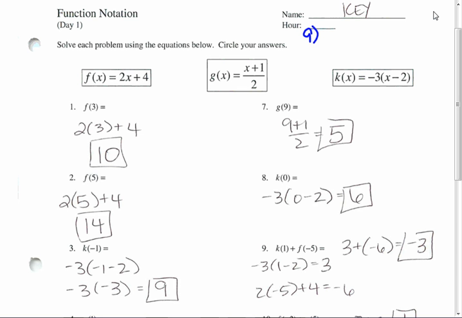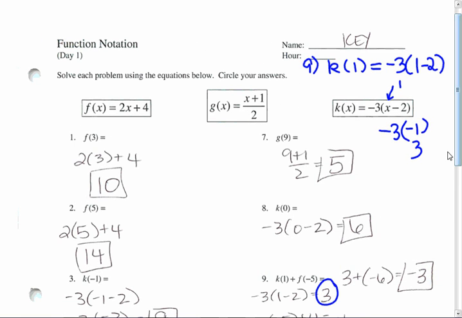Okay, Zach? K of 1, you should really put in parentheses, but it's 1 minus 2. There it is. There's the 1. So it's negative 3 times what? What's 1 take away 2? 1 take away 2 is a negative 1. So that's equal to 3. That's the reason why we have a 3 here.